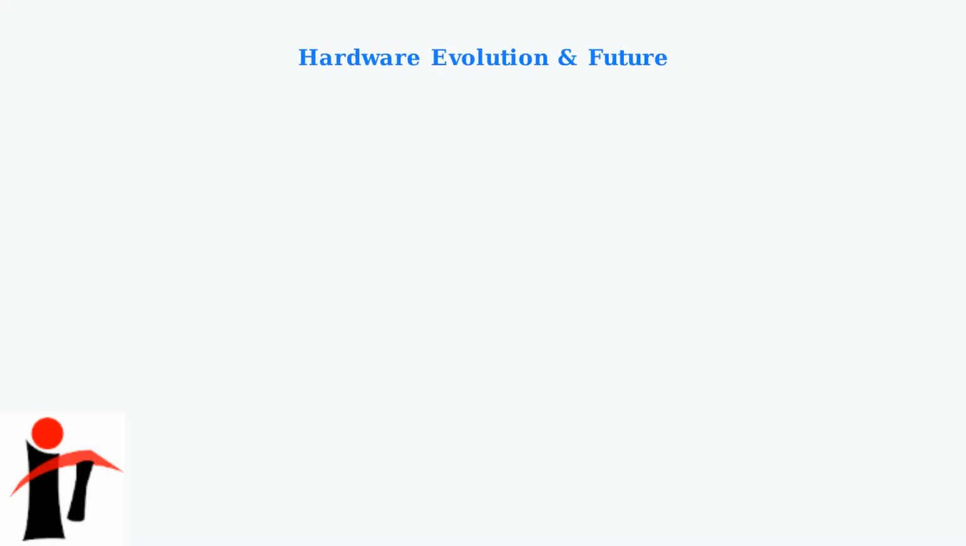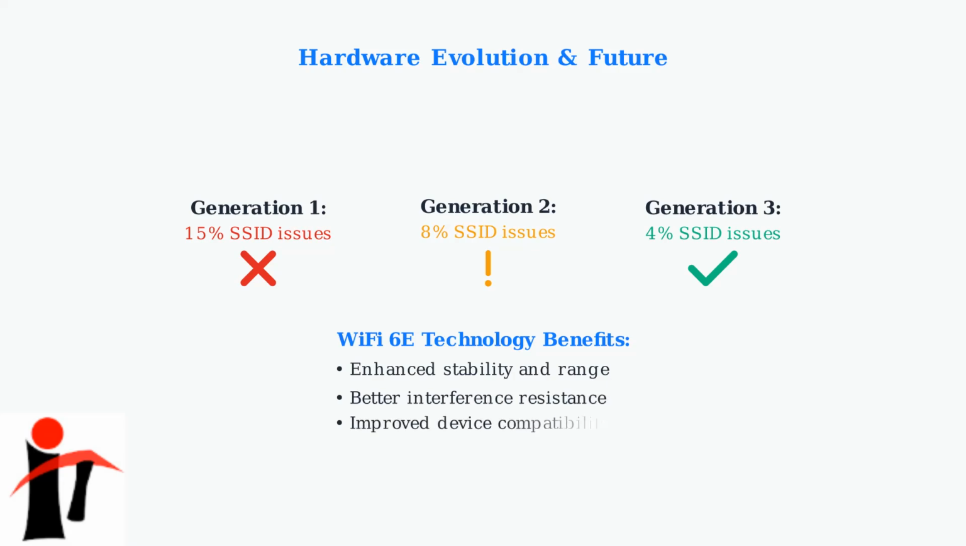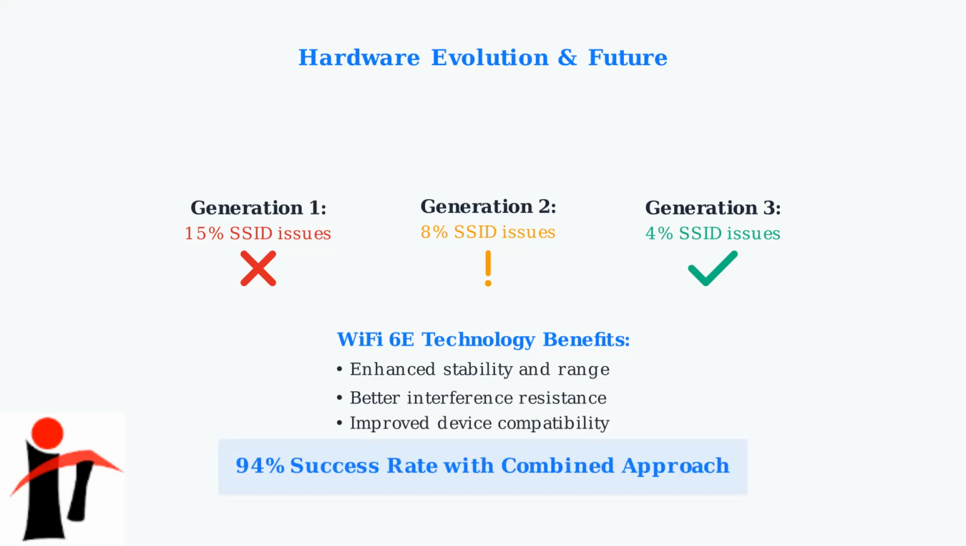The good news is that Starlink hardware continues to improve with each generation. The latest Generation 3 dishes and routers feature enhanced Wi-Fi 6E capabilities, providing much more stable SSID broadcasting. Industry experts report that SSID-related issues have decreased significantly with newer hardware, and this trend is expected to continue.